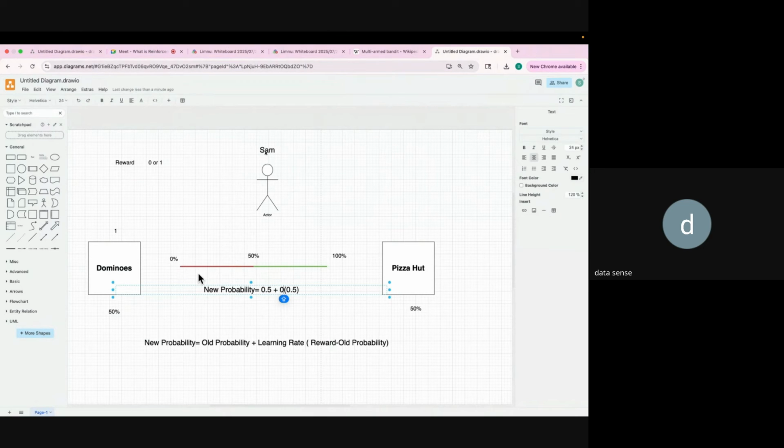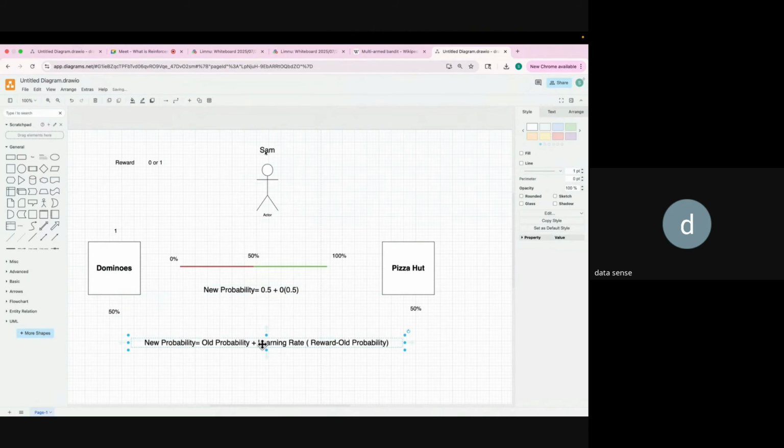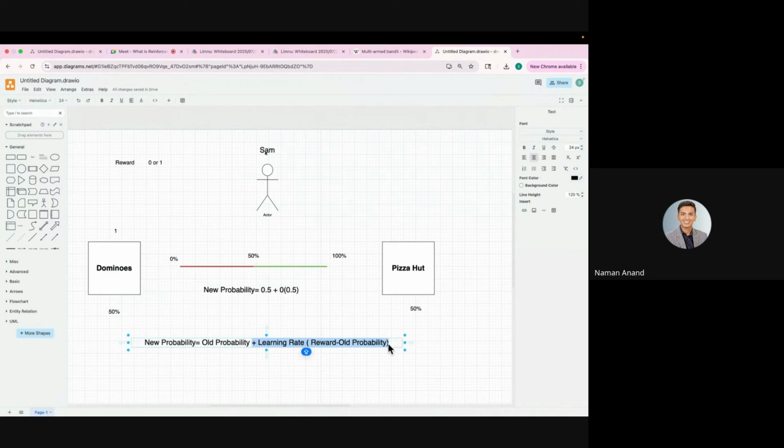If the old probability is equal to the new probability, think like this: if I make the learning rate 0, what does it mean? His experience is not impacting him. New probability equal to old probability means his experience at any restaurant is not helping him to make the next decision, right? So can I say that the learning rate should not be 1, and the learning rate should not be 0? It should be in between.